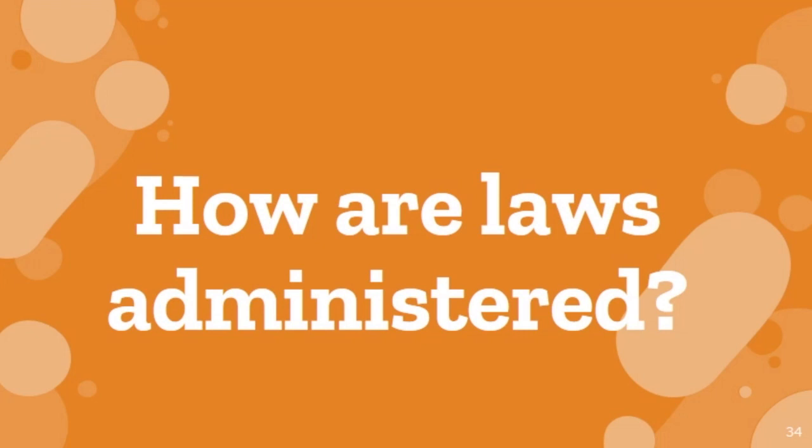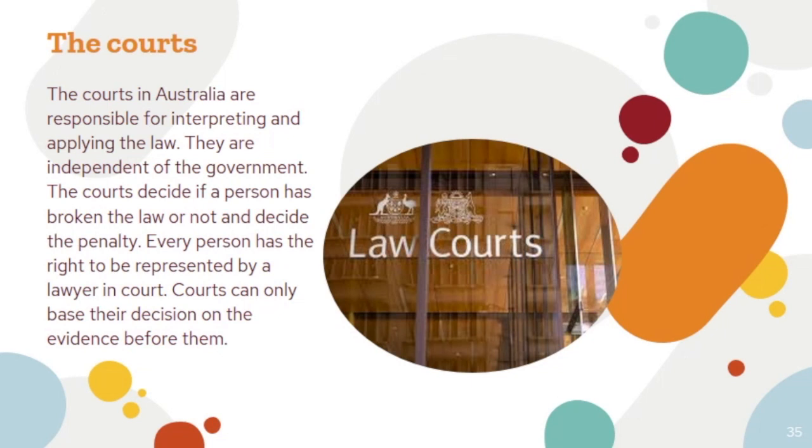How are laws administered? The courts in Australia are responsible for interpreting and applying the law. They are independent of the government. The courts decide if a person has broken the law or not and decide the penalty. Every person has the right to be represented by a lawyer in court. Courts can only base their decision on the evidence before them.